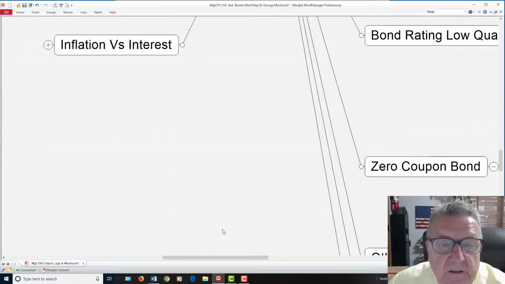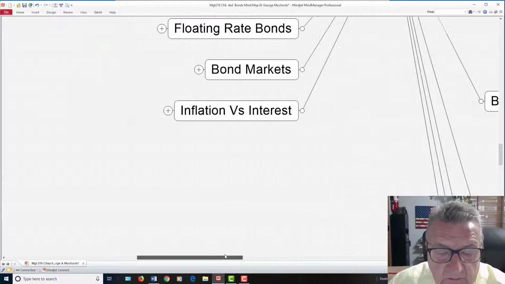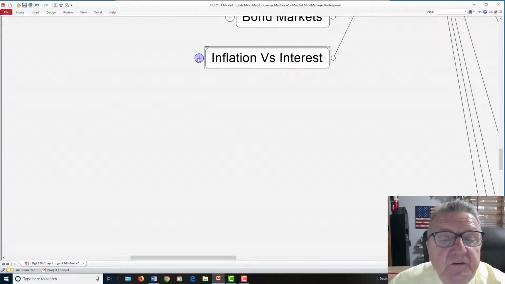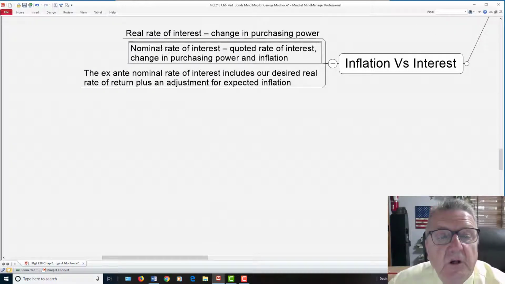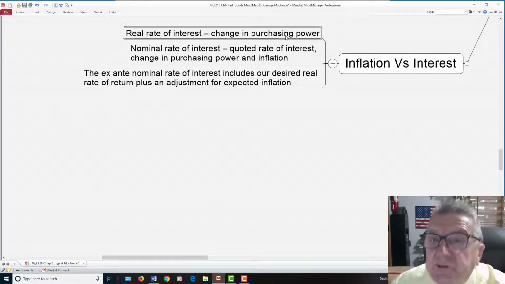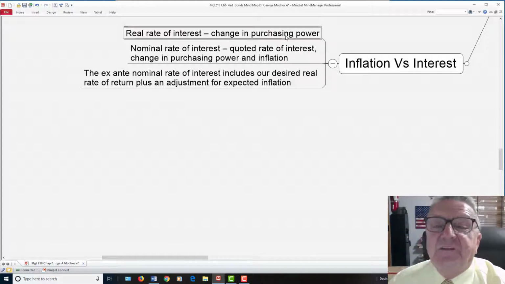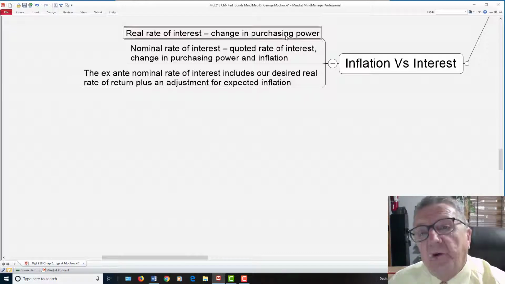Moving along here. Okay, and then we talked about inflation versus interest rate, real rate of interest, change in purchasing power. That's the word I was trying to find, purchasing power. What does that buy? What could I buy with the same amount of money 15 years from now that I could buy now? And those are decisions that businesses have to make when they're looking at streams of income.